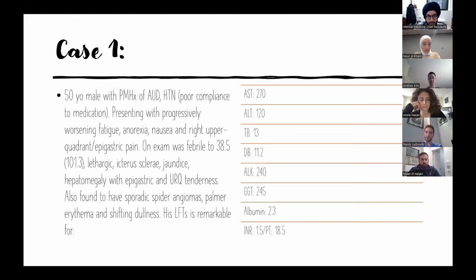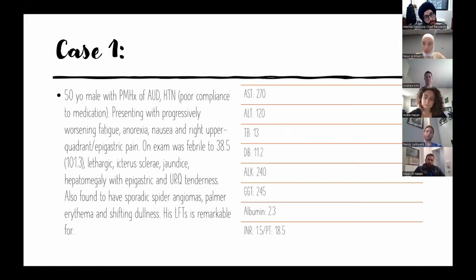His LFTs were remarkable for AST of 270, ALT of 120, total bili of 13, direct bili of 11.2, alk phos of 240, GGT of 245, albumin of 2.3, INR of 1.5, and a PT of 18.5.